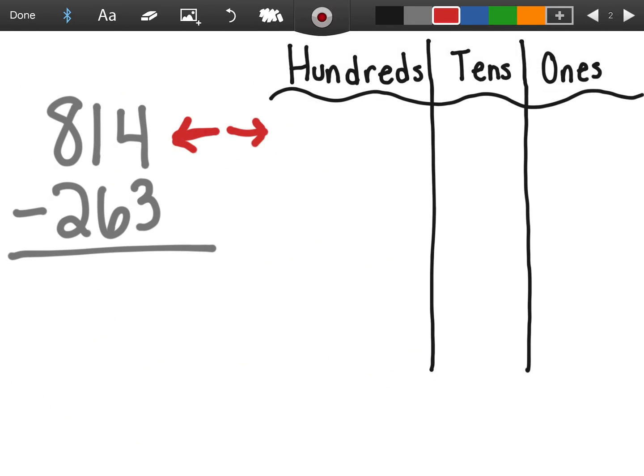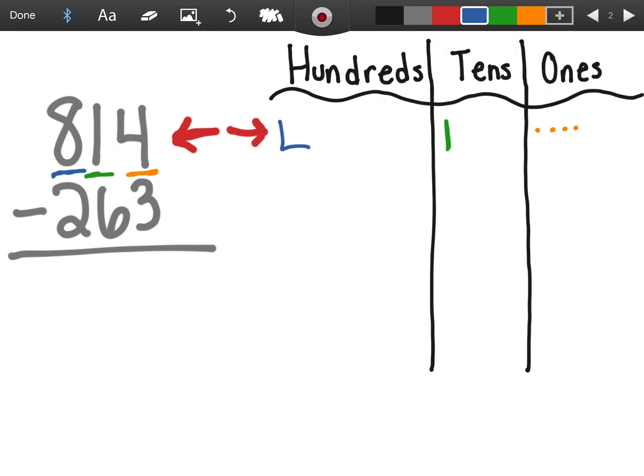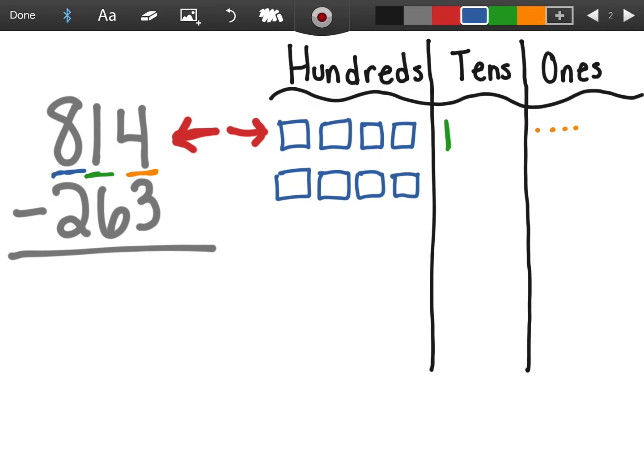our chart. So let's do 4 ones. Let's do just 110 and 8 hundreds. So then what we're going to do is look at this number and see if we could start subtracting. So we're always going to start in the ones. So we have 4 minus 3.